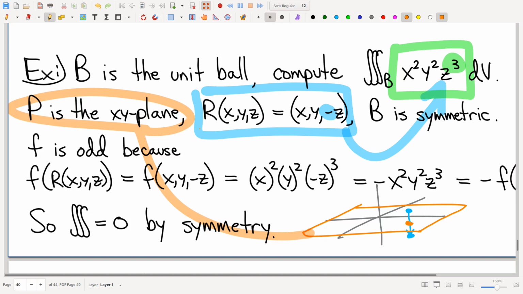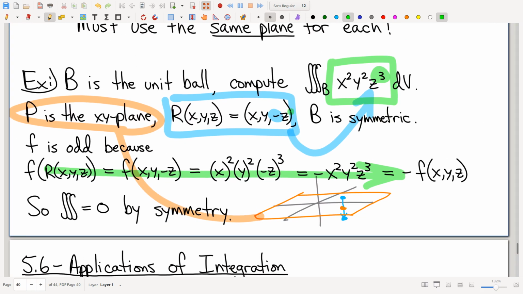And then, as you see down here in this algebra, this is how I know that my integrand is odd. And game over, 0 by symmetry. No nasty trig, no nasty radicals. Everybody happy? Okay. All right. So it's a great trick.